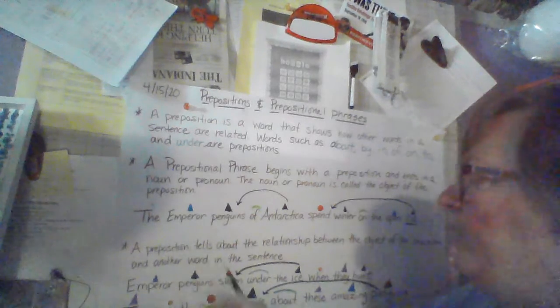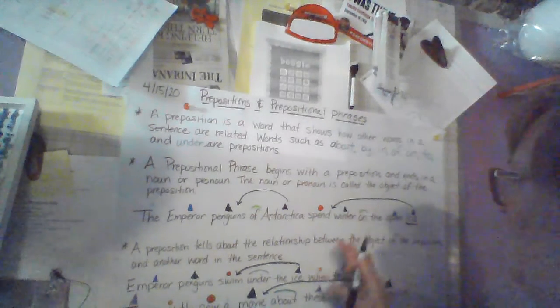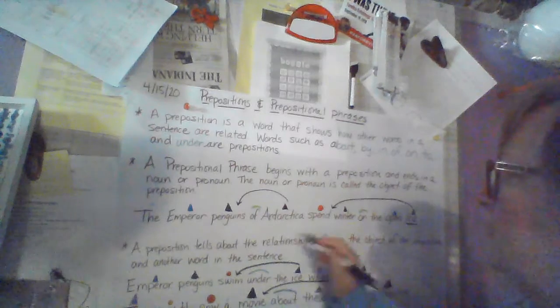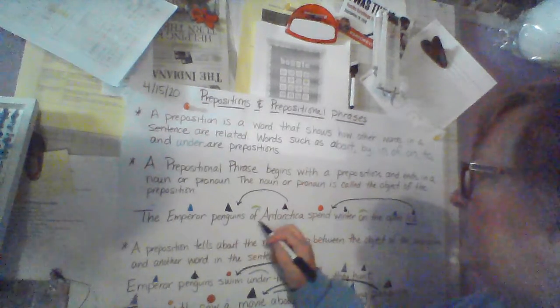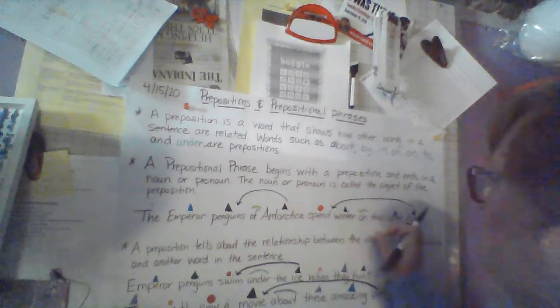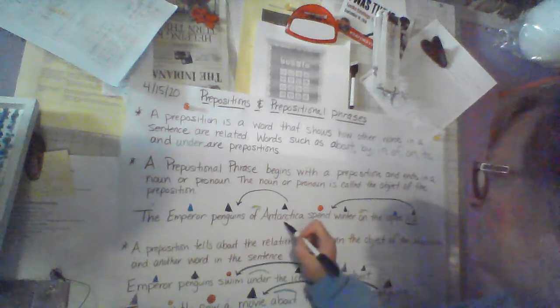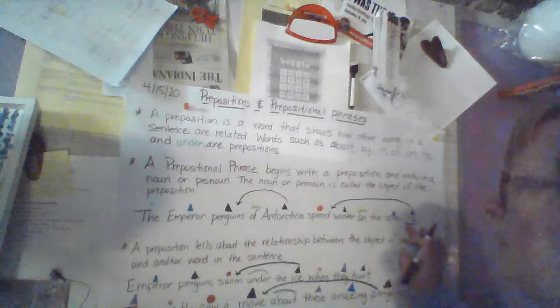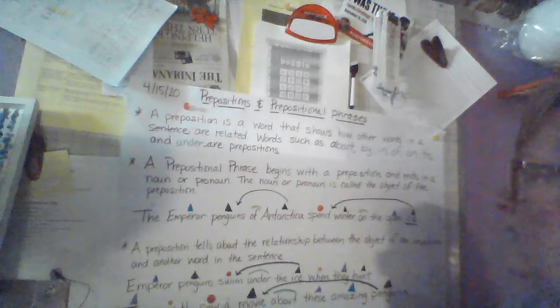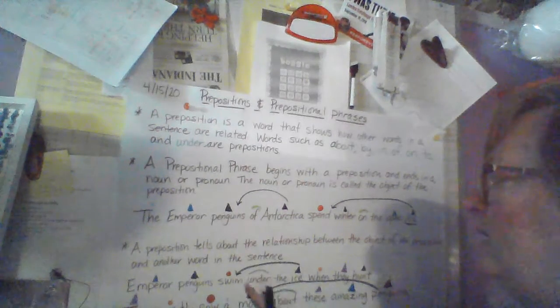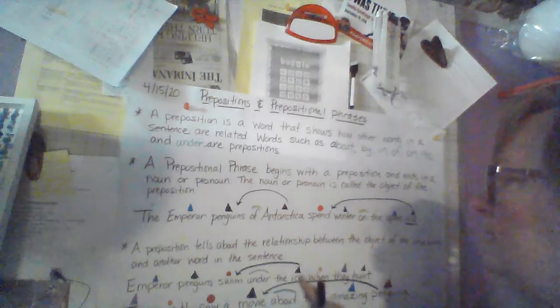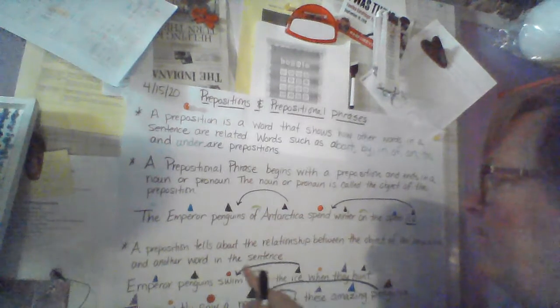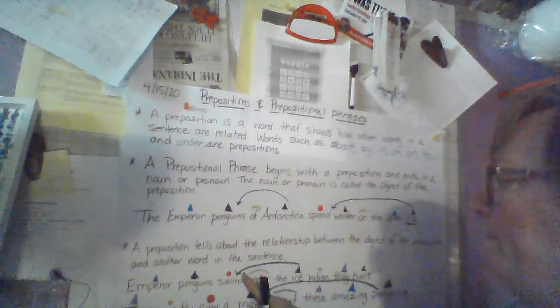Okay. A preposition tells about the relationship between the object of the preposition and another word in the sentence. The object of the preposition is your noun or your pronoun at the end. Of Antarctica is my object. On the open ice, ice is my object. Here is another sentence. Emperor penguins swim under the ice when they hunt. Okay, here is my prepositional phrase, under the ice. Ice is my object, and it talks about where they swim.